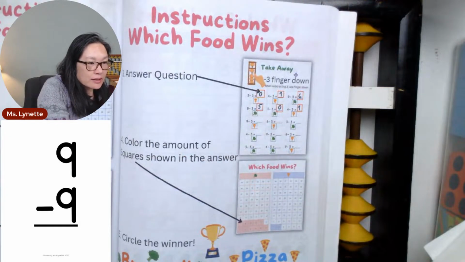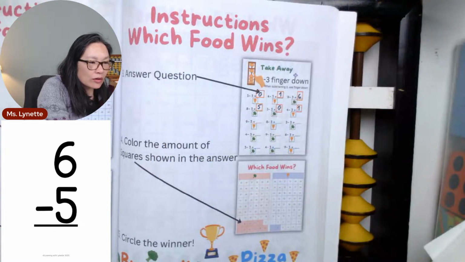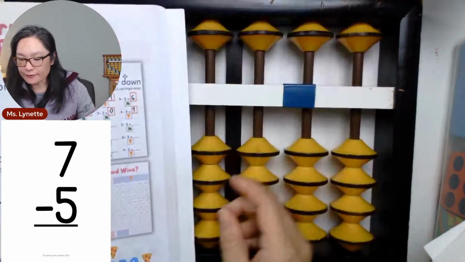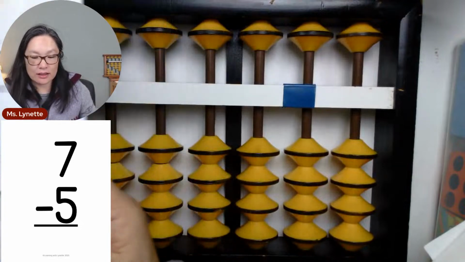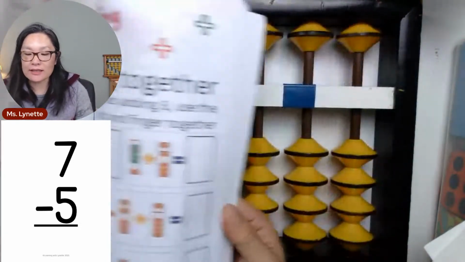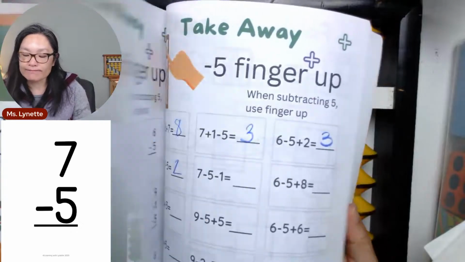I should do this one. But it's a little bit out of order. Right. So here we want to take away 5. So the next lesson is adding the 5, and then the final lesson is taking away the 5.